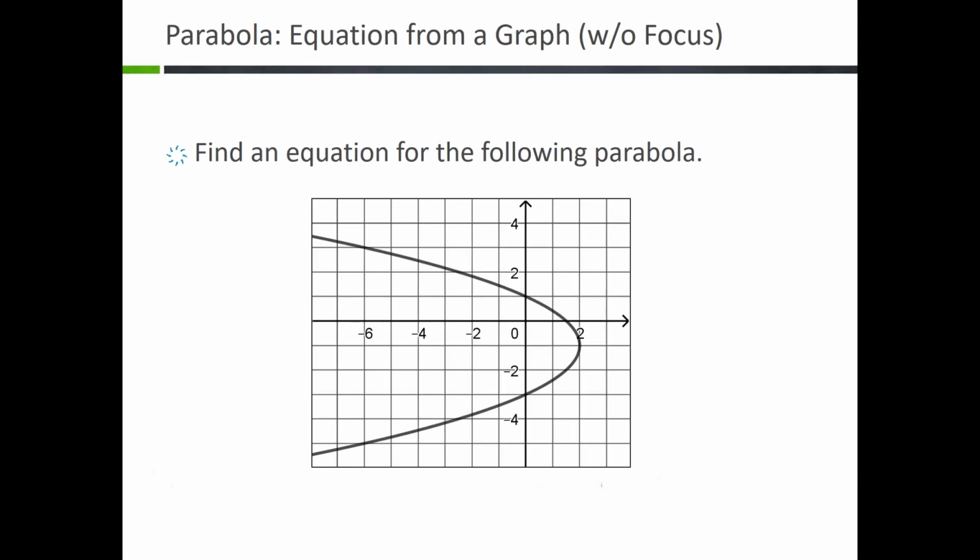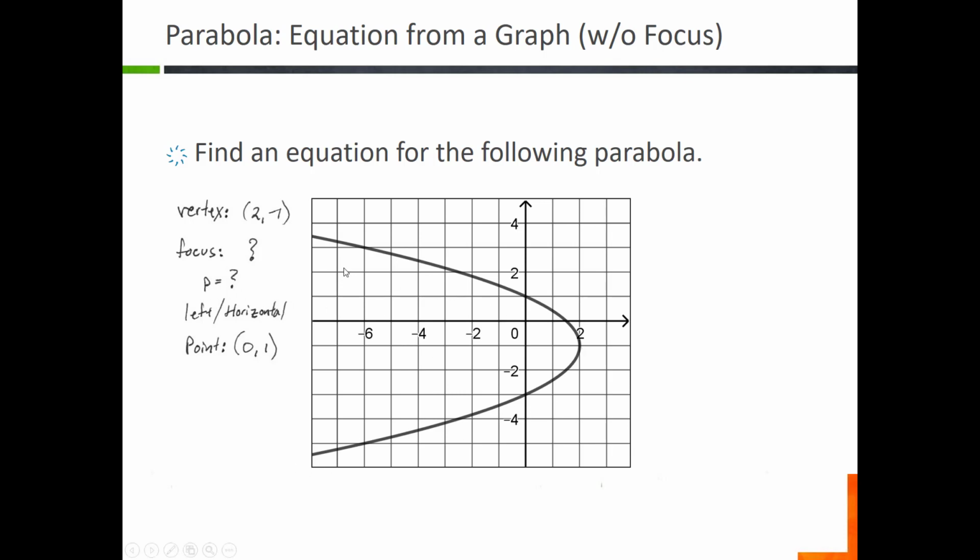So let's look at another example. This time we're not given the focus. But we can still figure out information off the graph. Things we should be able to read off the graph: we still know where the vertex is, because in this case it's nice and easy to see. It passes right through (2, -1). We don't know the focus, which means if we don't know the focus or the directrix, we don't know p.